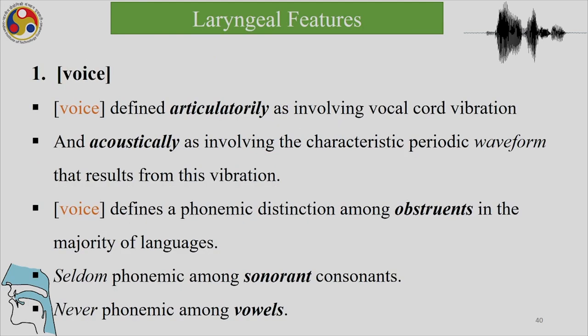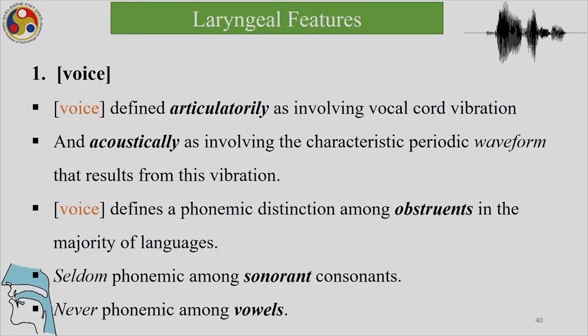Voice is defined articulatorily as involving vocal cord vibration, and acoustically as involving the characteristic periodic waveform that results from this vibration. We have seen the category voice and its articulatory as well as acoustic properties in the previous lectures. Voice defines a phonemic distinction among obstruents in the majority of languages. Voice is seldom phonemic among sonorant consonants and never phonemic among vowels. So the contrastive use of voice in sonorants and vowels is pretty restricted.